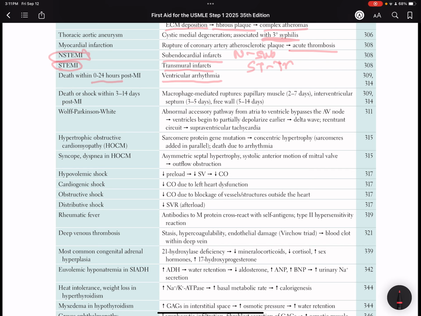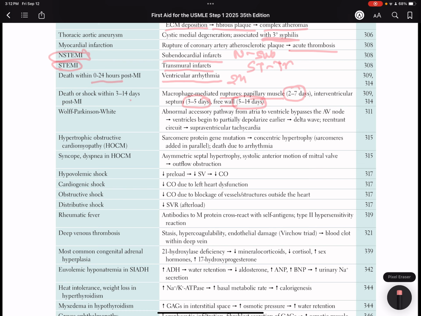So ventricular arrhythmia can cause death within 24 hours. Death or shock within 3 to 14 days is caused by macrophage mediated ruptures like papillary muscle rupture, which is in 2 to 7 days, interventricular septum 3 to 5 days, free wall rupture is between 5 to 14 days.